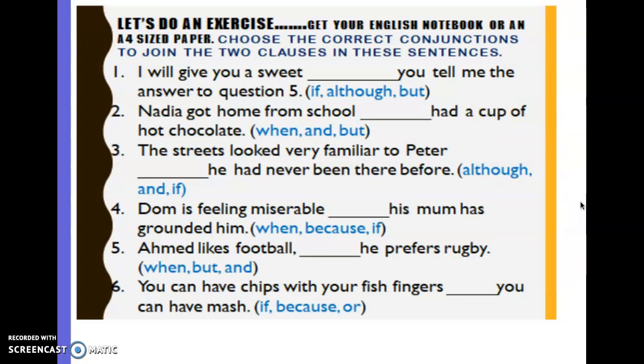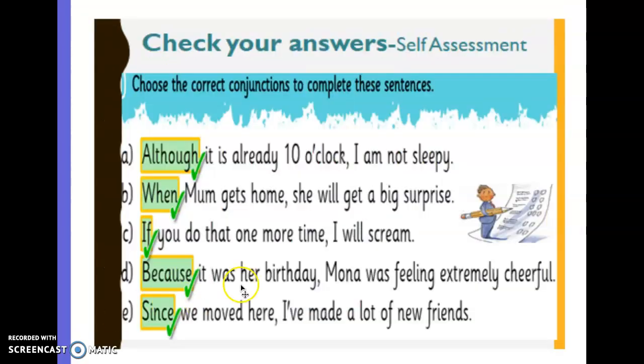Okay, let's do the self-assessment. Check your answers. A, although; B, when; C, if; D, because; E, since. How many got all five correct? Well done. Good job. Proud of you.